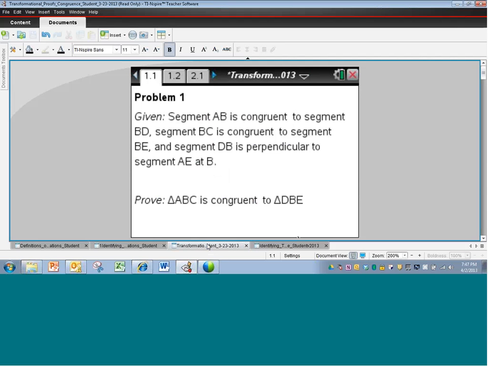So let's look at this idea of proof and using transformation with proof. We're going to look at a figure here where we're going to have a segment AB congruent to segment BD, BC congruent to BE, and DE is perpendicular to AB. I'm sorry, DB is perpendicular to AE at B. Our goal is to prove triangle ABC is congruent to triangle DBE.